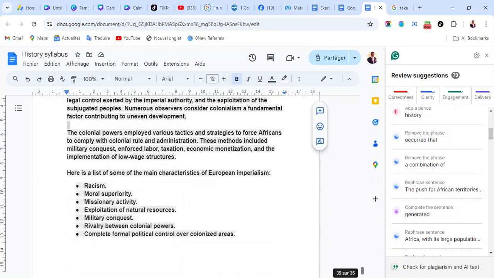Here is a list of some of the main characteristics of European imperialism in Africa. Number one is racism. There was a lot of racism. Can you imagine? The racism in South Africa ended in the 90s. The one in the US ended in the 60s. So a lot of racism.